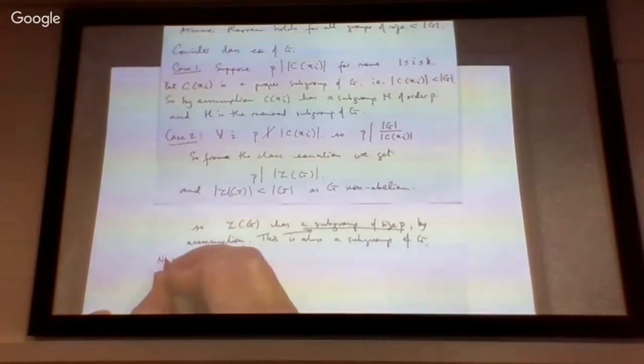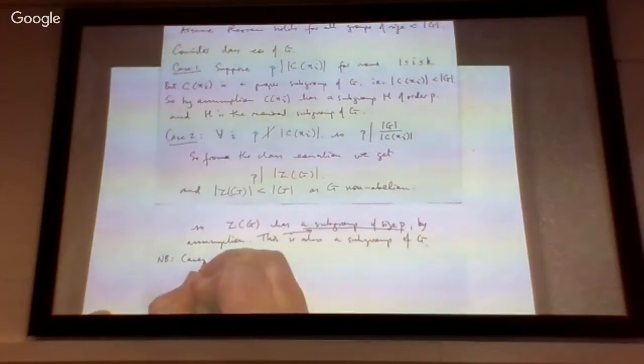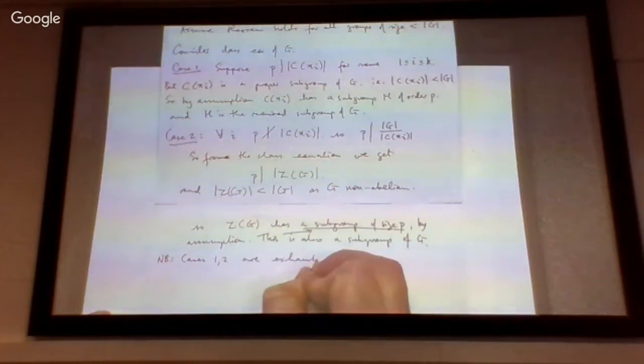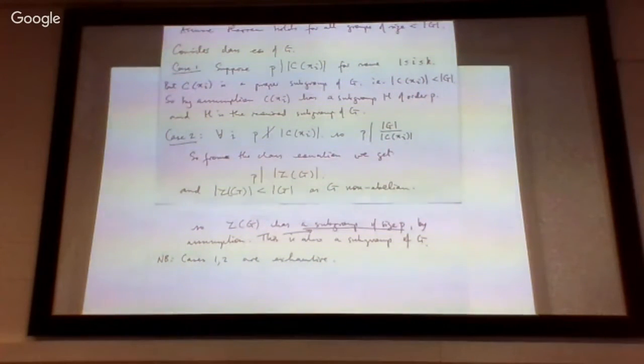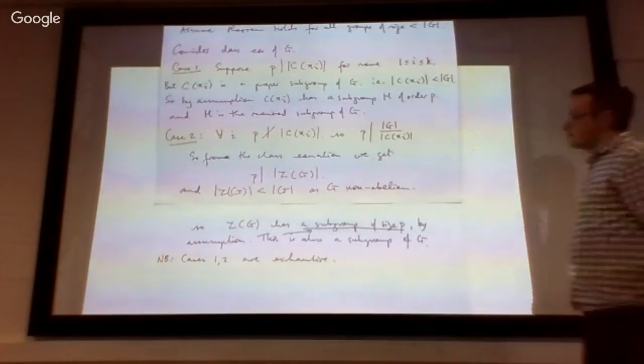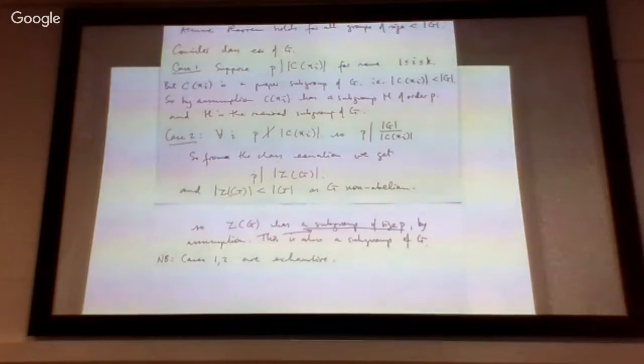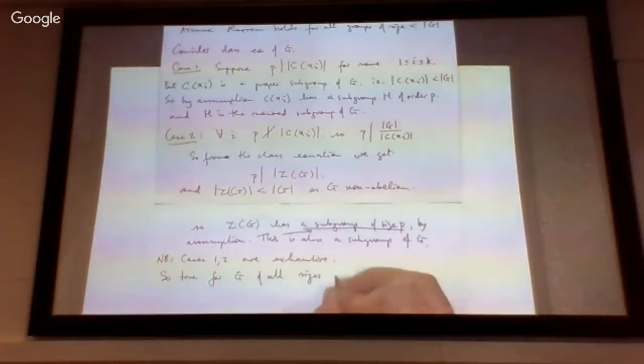So just note, cases 1 and 2 are exhaustive, meaning every possible world is contained in one of those cases. So therefore, we've successfully achieved the induction step. Assumed it was true for smaller groups than G, therefore it's true for G. So true for G of all sizes by induction.